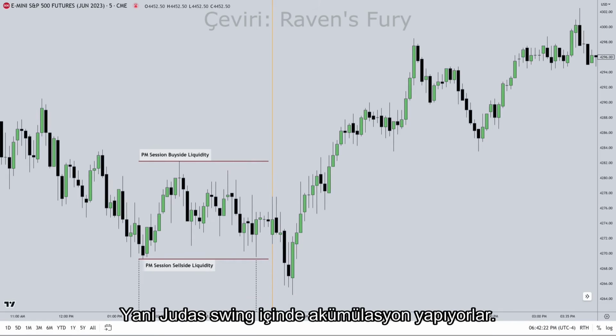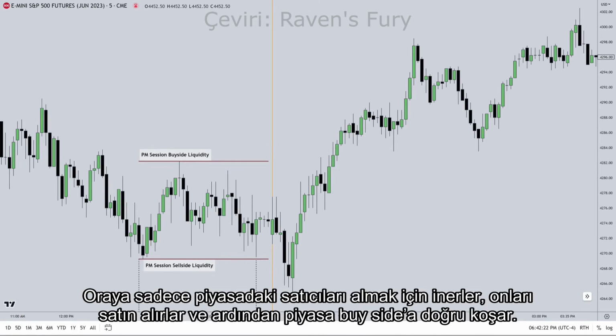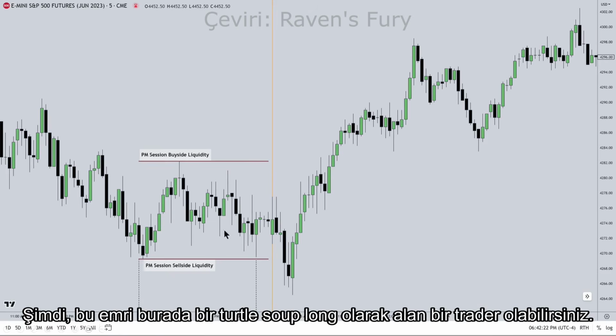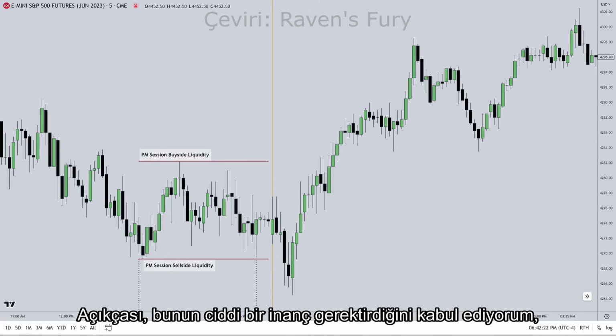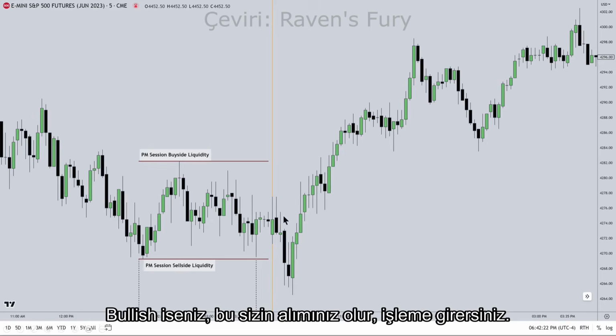So they're accumulating in the Judas swing. The drop down here just goes into this area here where the liquidity is. It's only running down there to take sellers in the marketplace, and they're going to buy them. And then the market runs to buy side. Now, you could be a trader that simply takes this order here as a long, as a turtle soup. Now, admittedly, this takes a great deal of conviction, but your model could simply be wait for the sell side in the previous PM session range. If you're bullish, that's your buy.